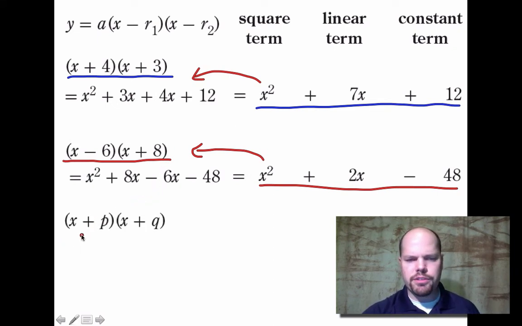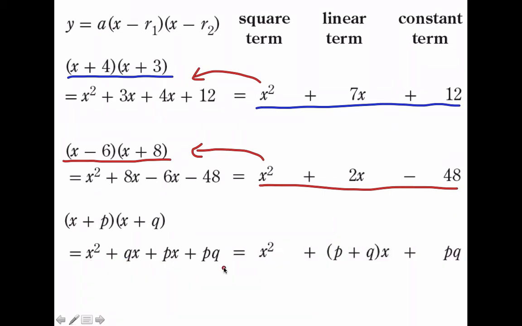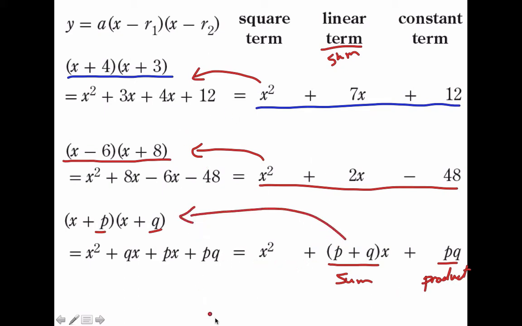Okay, so if we have just a generic one here, the quantity x plus p times the quantity x plus q, that's going to give x squared plus qx plus px plus pq. The point of this is the linear term is going to be the sum of p and q, and the constant term is going to be the product of p and q. So you have to know that relationship in order to get back to this form. So standard form, we're going to go back to factored form.